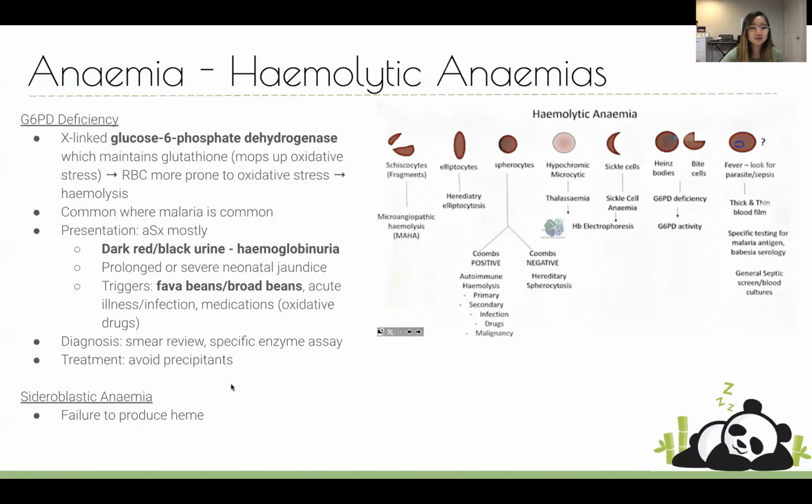Treatment is avoid precipitants. That's basically it. Sideroblastic anemia is failure to produce heme.